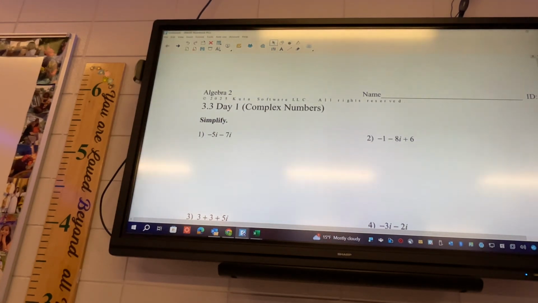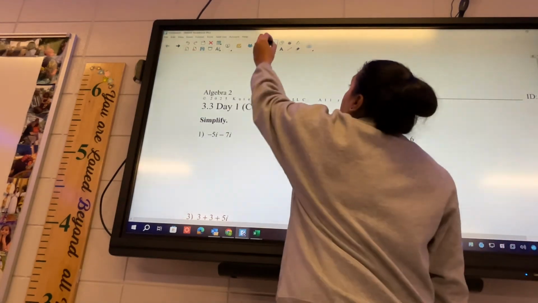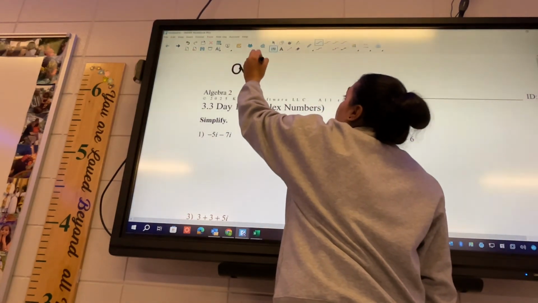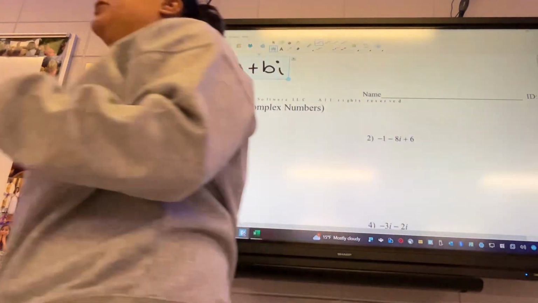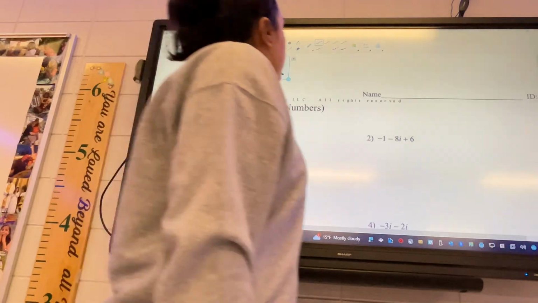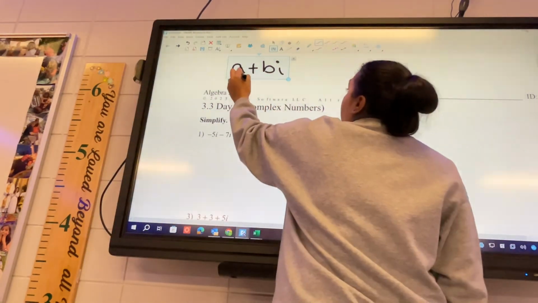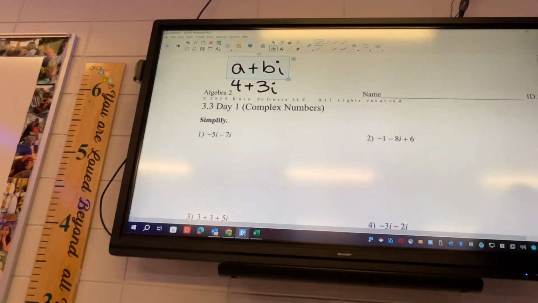Okay, so the way that we do this is, this is how it should look: A plus BI. Okay, the A and the B are some sort of number. The I part is the imaginary part. So it's essentially going to look like this. You could have 4 plus 3I. See the A and the B. The A is 4. The B is 3. They are numbers, and the I just goes.